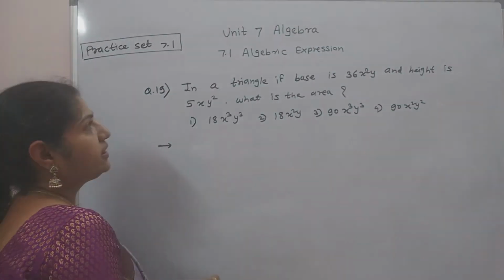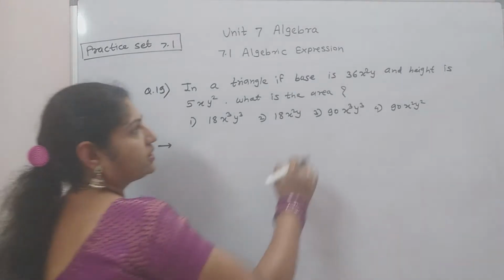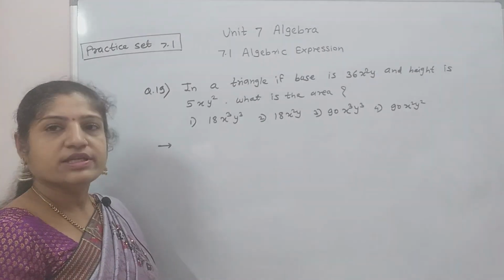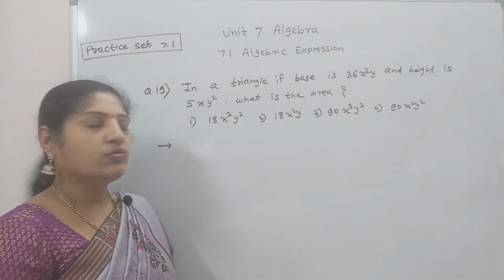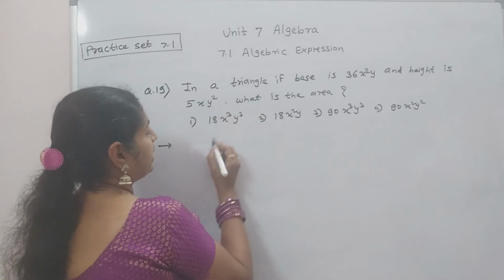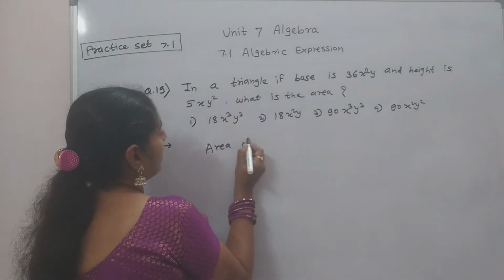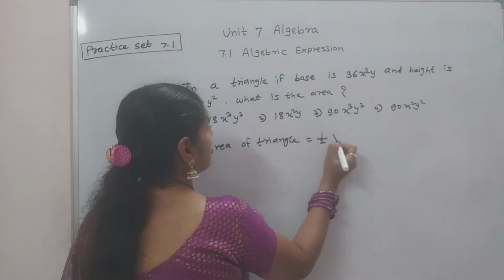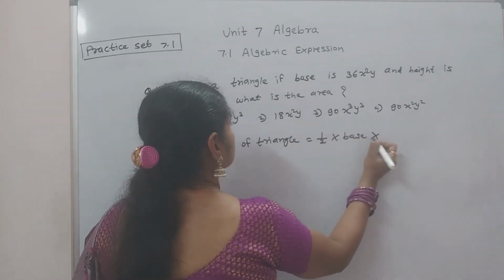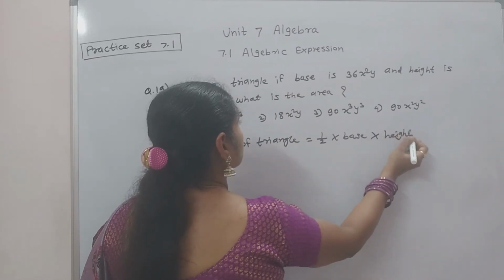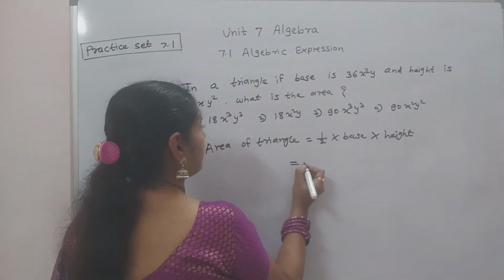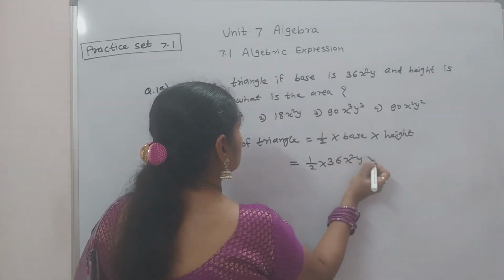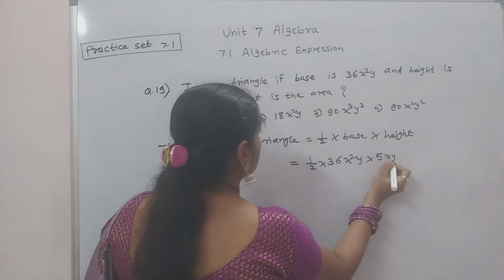Next example, in a triangle, if base is given 36x square y and height is 5xy square, what is the area? First, we know the formula of the area of triangle. Area of triangle, write the formula first. 1/2 base into height. You must know the formula of the area of triangle. 1/2. Write the base 36x square y into height 5xy square. Solve this.